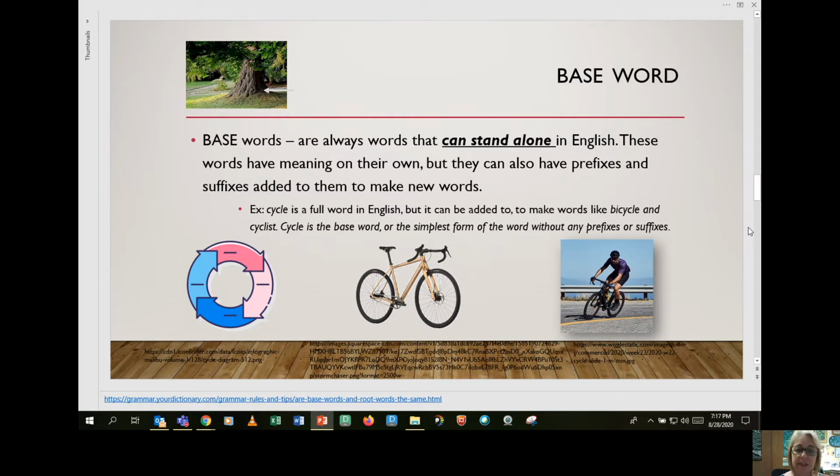So for example, my word here is cycle. That word we can use. There's a 24-hour cycle every day. But then we can also say bicycle or cyclist or cycling or cycler. So we have many forms using that base word. We can build on it. Okay, so we have root words, base words. Both of them are just the beginning of other words.